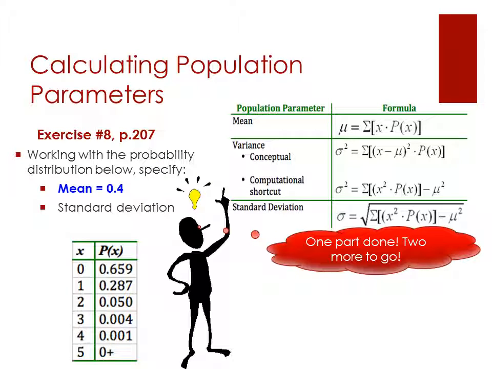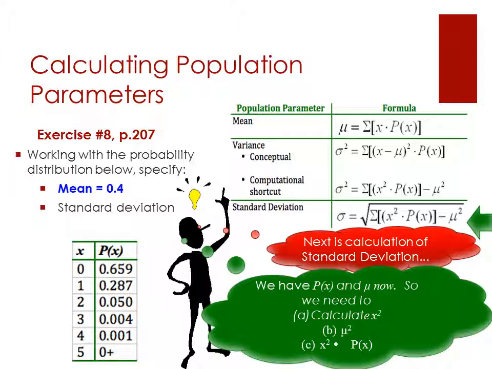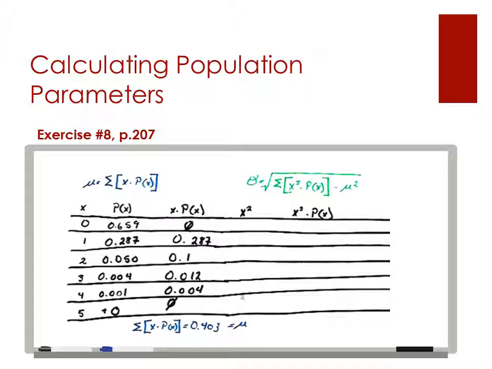Okay, so we got one part done. We got a couple more steps to go. So the next thing we have to do is calculate our standard deviation, and we have our p of x and our mu. So now we need to calculate our x squared, and we need to calculate our mu squared, and we need to calculate our x squared times p of x. So we're going to need to extend the columns in that chart we've already started to finish these calculations. So you should get something that looks like this.